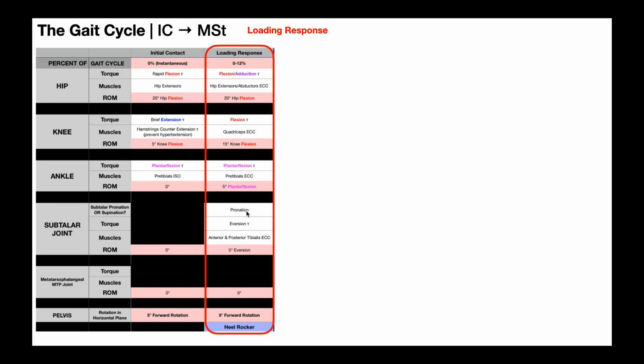Now, with loading response, it makes sense to have better shock absorption in the foot, because you're accepting almost your entire body weight onto one foot. So those bones in the foot better be good at absorbing shock. And the way they do that is by slightly separating from one another and becoming a little bit more mobile. And when that happens, you get better shock absorption. And that's what we see with pronation.